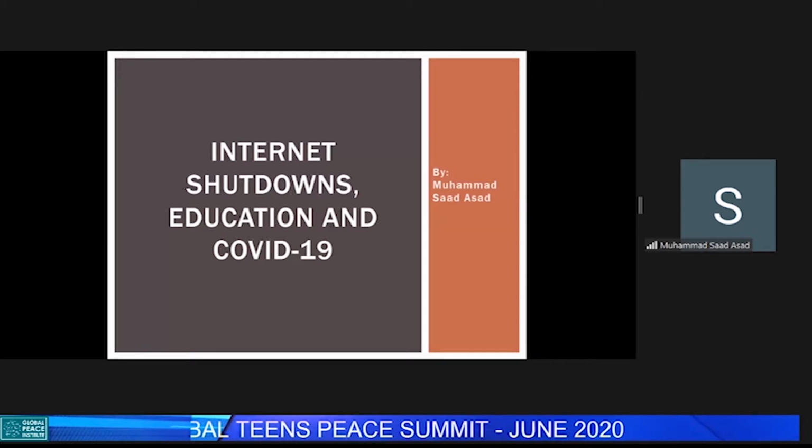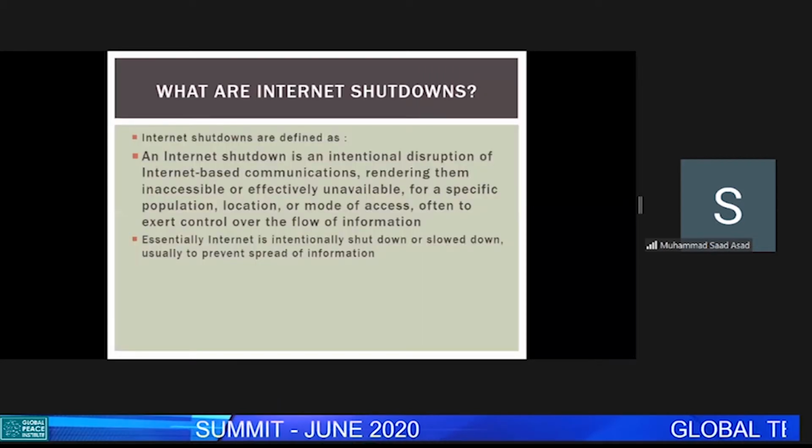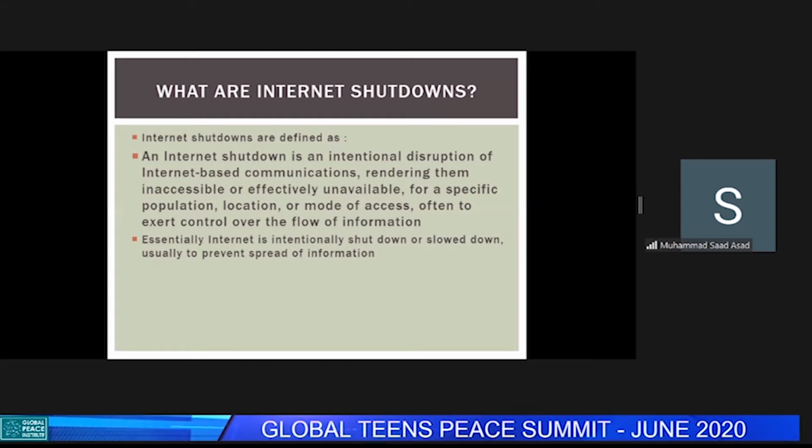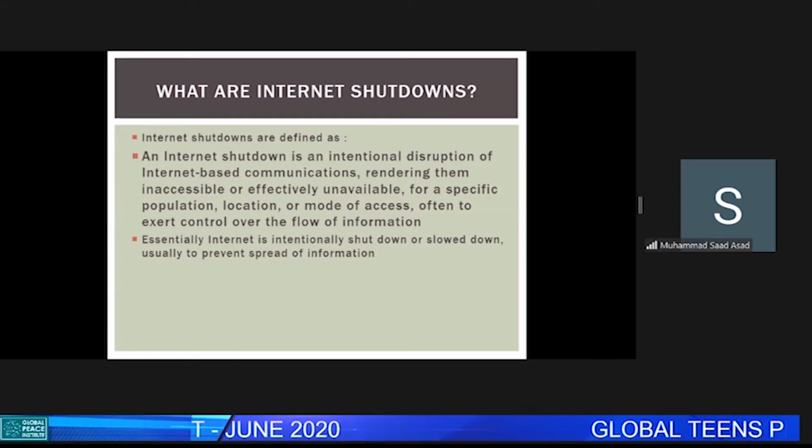So, an internet shutdown is essentially an intentional disruption of internet-based communication so that it's inaccessible to the public, and this is done to stop the flow of information.